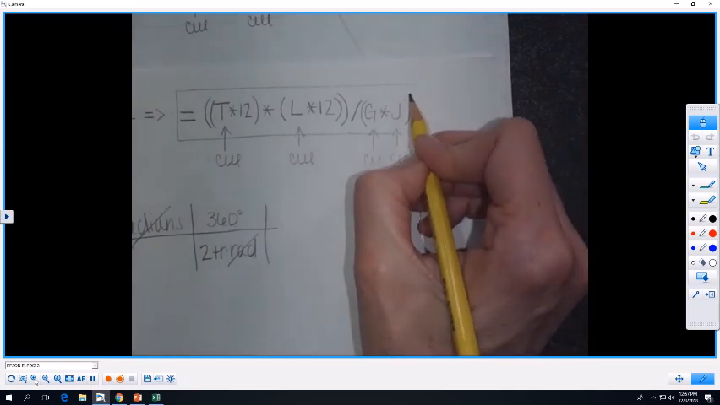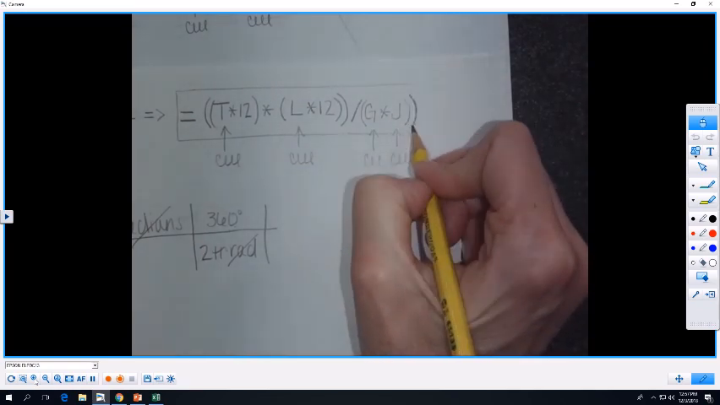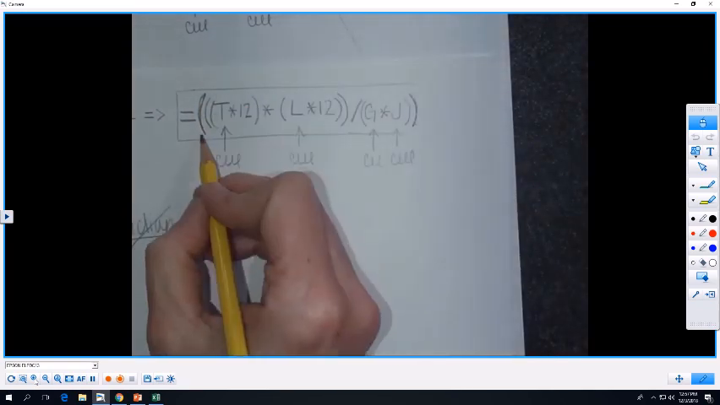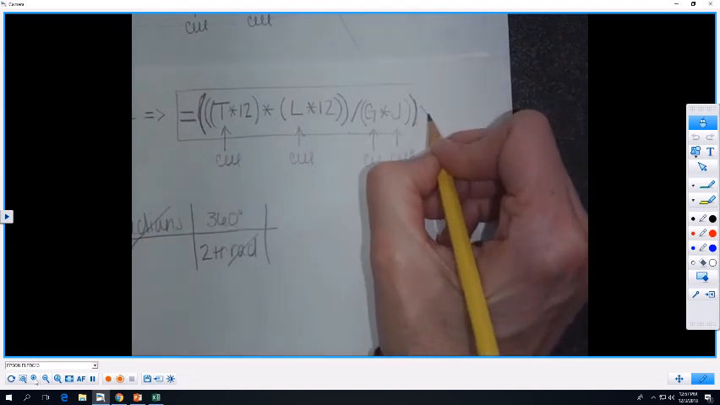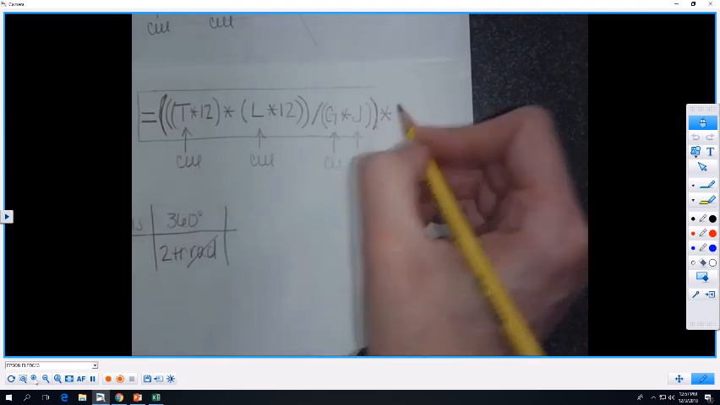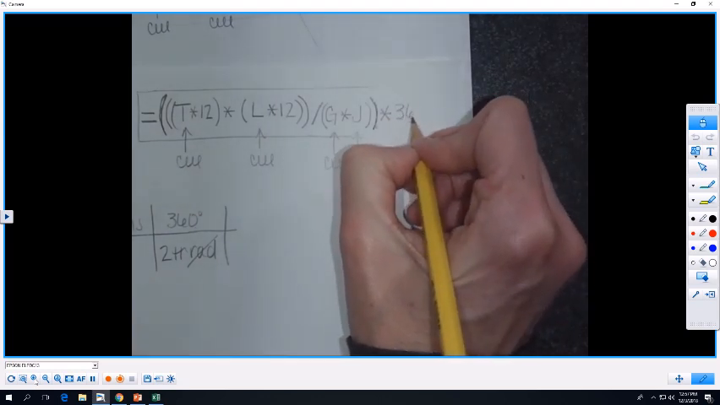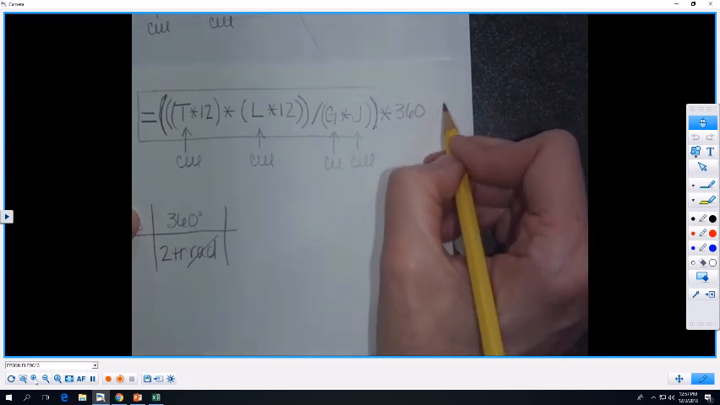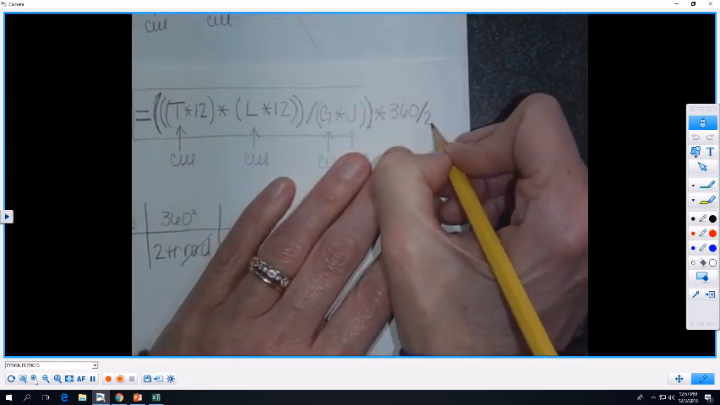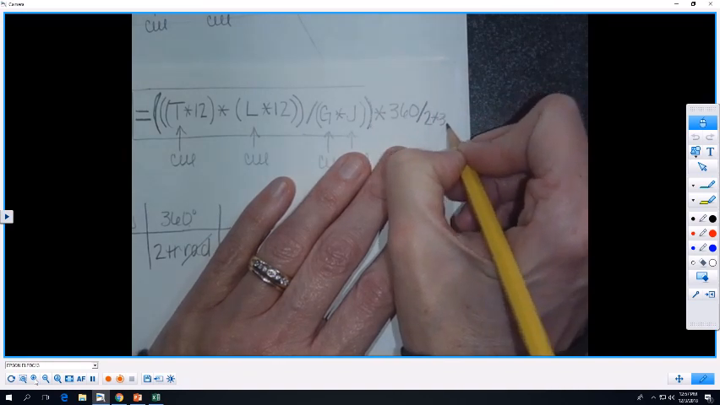Now, I'm going to take all of this, the entire thing, from the beginning to the end, and then I'm going to multiply that by 360, and divide, I'm going to run out of room, by 2 times 3.1415. That's pi.